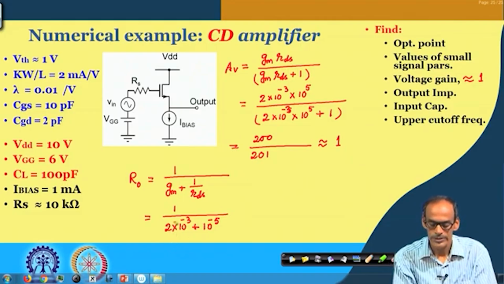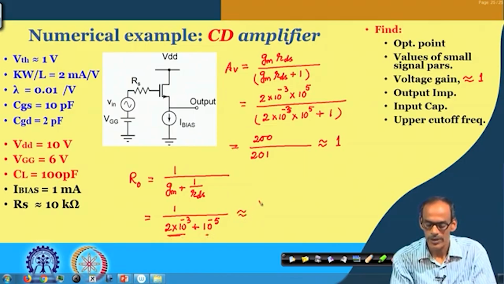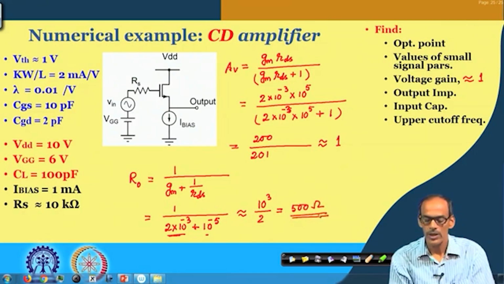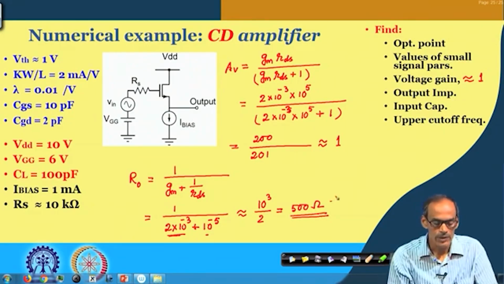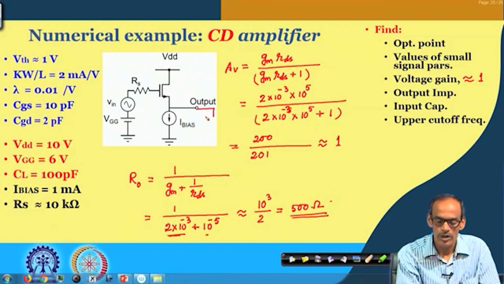Again, this part is dominating over this. So we can approximate this by 10 to the power 3 by 2, which is 500 ohms. Of course, it is not as small as the previous case, namely as small as R out of the common collector stage, but still it is low. And then if you consider, we have the capacitance coming here of say 100 picofarad.